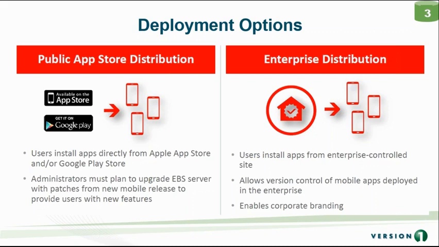Therefore, if an organization chooses to use the public store method for delivery, it will need to ensure that any related patches have been properly tested and applied in conjunction with the new mobile release. The alternative is an organization may wish to develop its own enterprise distribution delivery method, which acts as a central repository to maintain greater control so that new applications are only made available to users when the organization is ready. The enterprise distribution method supports version control and also allows for corporate branding, which may be important to some organizations.